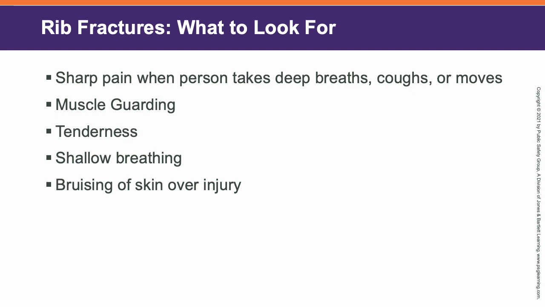They will also have some muscle guarding, meaning the muscles around the possible rib fracture are going to tighten up to help protect it. They may have to breathe very, very shallow to avoid pain. They're probably also going to have some bruising or some discoloration in the area. Now, this is a question, so make sure you understand these as well.